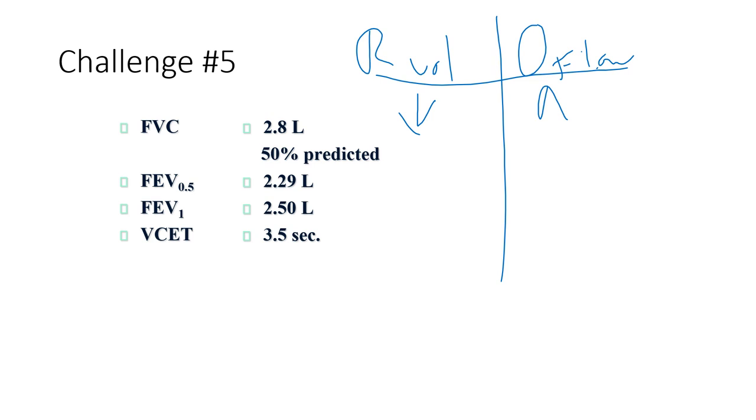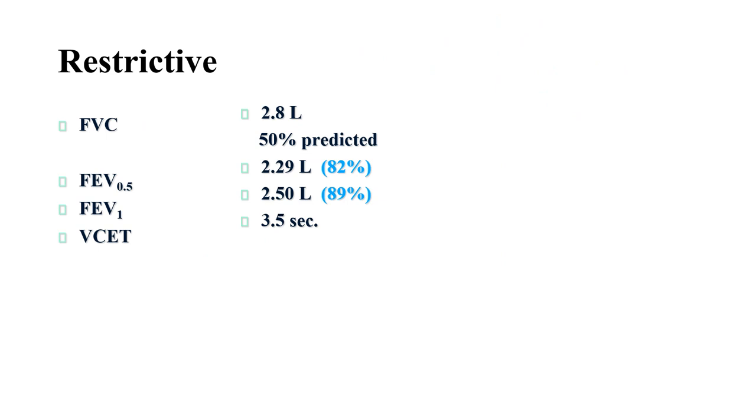Not only that, but look at the time it took for them to exhale, a lot less than 6 seconds. That's a big sign that this could easily be a restrictive issue because they don't have enough container to empty. And there we go. We see that FEV1 is normal, right? 89%, so that's well above 70%. But the volume is low, which would be the forced vital capacity. And that's why this is a restrictive pathology.